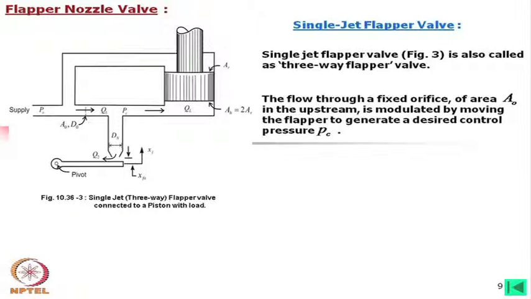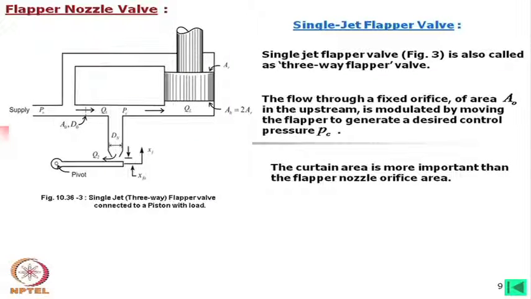Now, the flow through a fixed orifice of area A0 in the upstream is modulated by moving the flapper to generate a desired control pressure PC. Here we find that a fixed orifice A0 is provided, and flow is going through this. This flow can further be controlled by moving this flapper. If we move this one, this will be closed, and you will find that pressure will increase. Then, due to this increase in pressure, while the system pressure remains the same, there will be less amount of flow and this will be controlled. Whereas in this direction there is no orifice. So this we are calling the upstream flow.